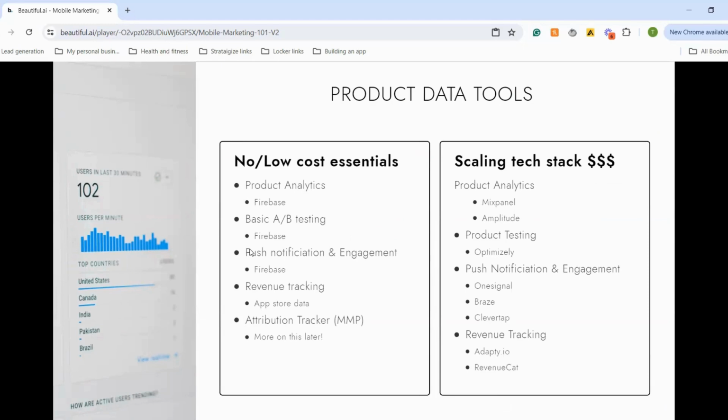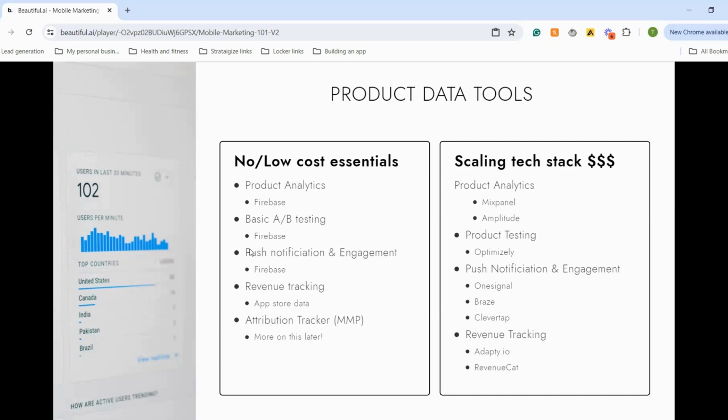So how do you track all of this data? How do you get these user insights and understand how people are interacting with your product? On the no cost essential side of things, Firebase is the answer to your question there. Product analytics, understanding how people are progressing throughout the overall funnel, running A/B tests. They also have some features around crash reports, understanding why the app is failing. You can send out push notification engagement to users. And then for revenue tracking, you can just use the App Store data.